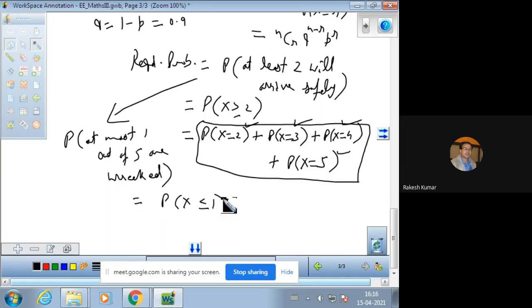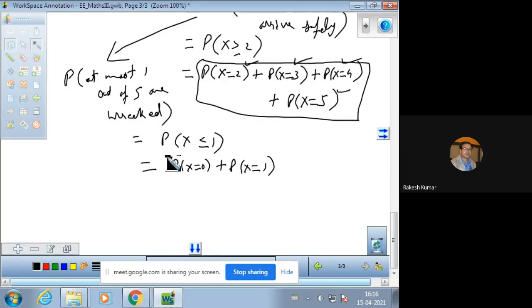This we can calculate on the contrary of it. So probability x equal to 0 and probability x equal to 1. So if we reverse it and look, either we can calculate the other probabilities, but that requires calculating 4 probabilities, and here we only have to calculate 2 probabilities. So I think this is easier, that we can do.